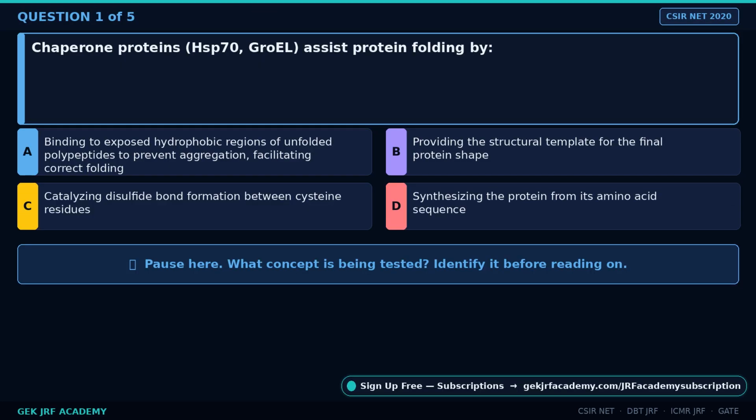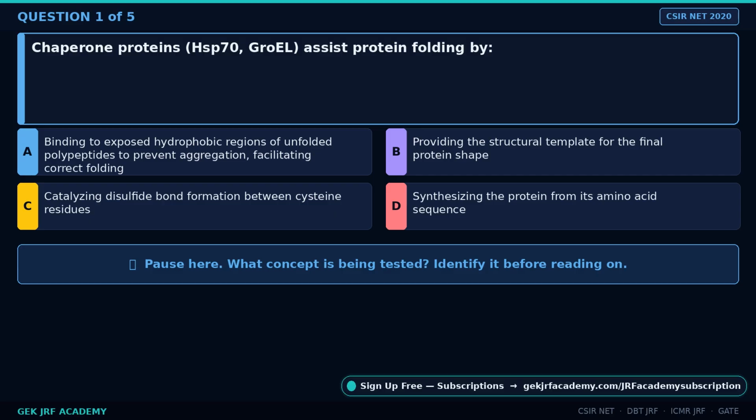Chaperone proteins Hsp70 and GroEL assist protein folding by: Option A, binding to exposed hydrophobic regions of unfolded polypeptides to prevent aggregation and facilitating correct folding. Option B, providing the structural template for the final protein shape. Option C, catalyzing disulfide bond formation between cysteine residues. Option D, synthesizing the protein from its amino acid sequence.